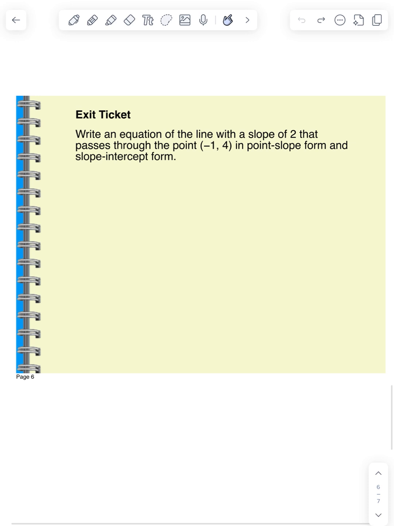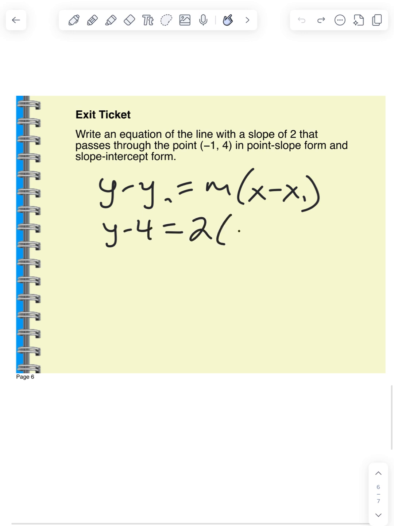All right, so I've written point slope form. Your job was simply to plug in the slope and the point. So I have y minus 4 equals 2, x plus 1. Again, minus a negative is a plus.